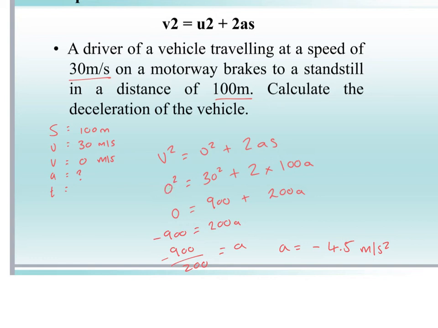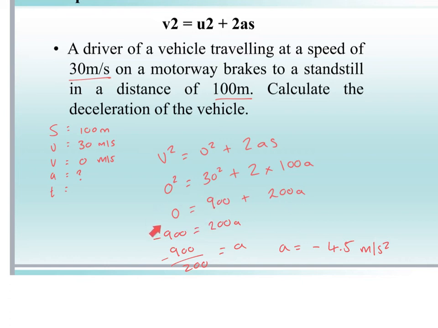So this is where it becomes a bit easier, because you've got 0 on this side. So 0 squared, which we all know is 0, equals 30 squared. Now, if you haven't got a scientific calculator at home, what I'll do is 30 times 30, and that's going to give you your answer. Remember, squared is just that number times itself. Plus your 2 times 100a. Instead of saying 100, I've said 100a. That's all I've done there. So 0 equals 900, which is 30 squared, plus 2 times 100, which is 200a.